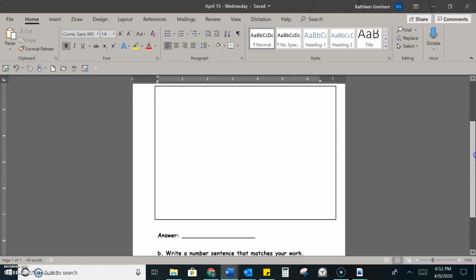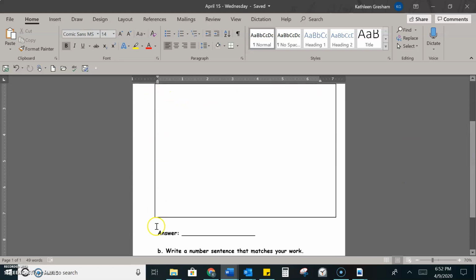After you figure that out, down here in this box, this is where you will show your thinking. Think about a strategy that you can use. Can you use a 10 frame? Can you draw a picture? Could you use a number line? Could you do counting on? Think about a strategy where you can show us your thinking.